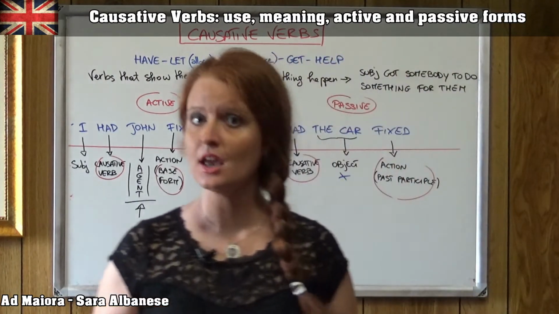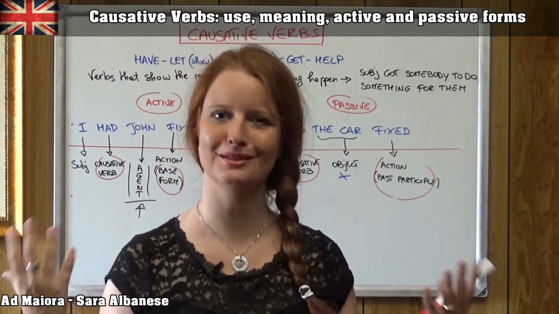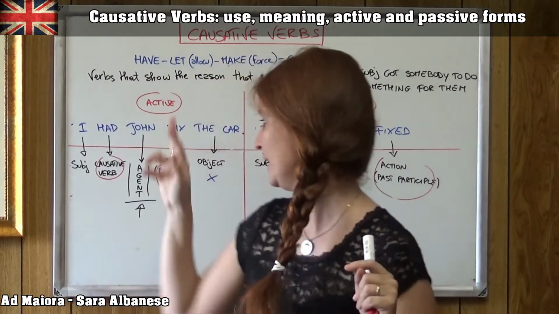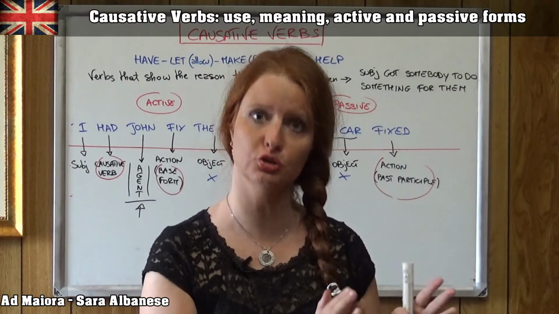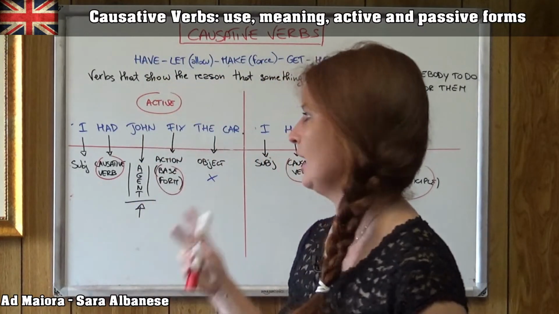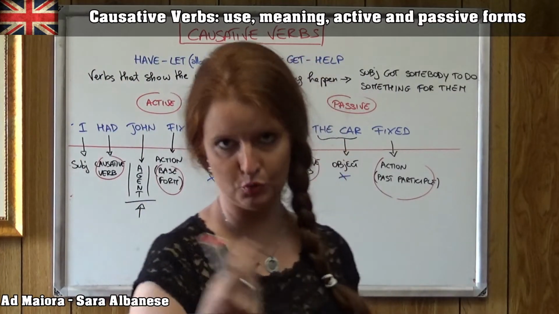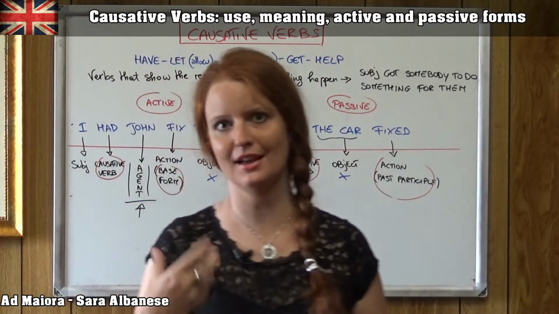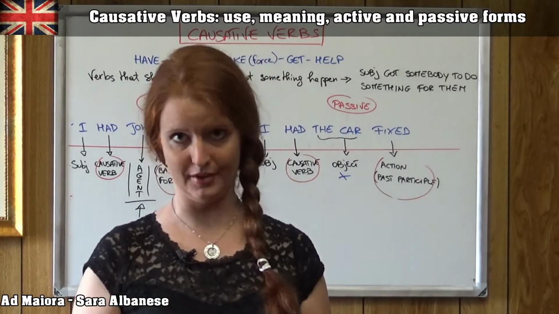Then again, get, and remember that get has many forms and many different uses and many different meanings, may be used as a causative verb with a base form without to, but it can also be used with an infinitive form with to. So to and the base form. So I have someone to fix my car or to walk my dog or whatever. And finally, help. Help obviously means that I give some support to someone in order to do something.